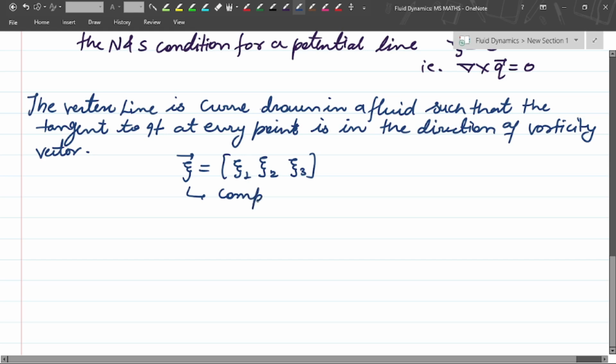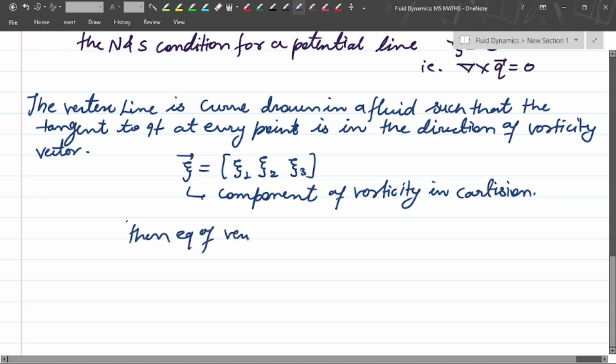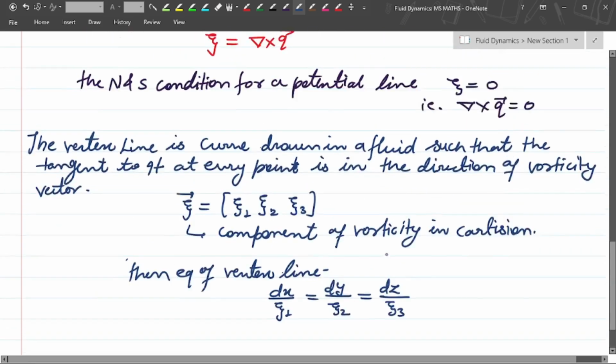These are the components of vorticity in Cartesian coordinates. Then the equation of the vortex line is dx by xi1 equals dy by xi2 equals dz by xi3. So this is the concept of the vortex line and vorticity.